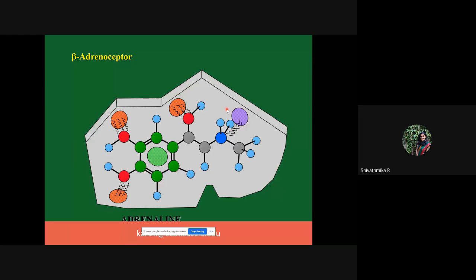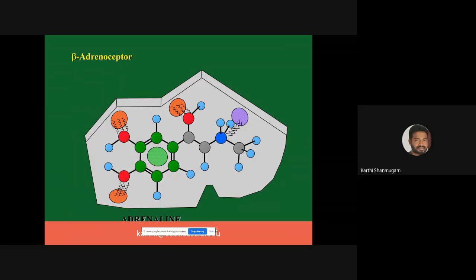Okay, very good. So if you want to make the molecule very selective for the beta receptor, what do we have to do? We need a molecule which is very selective for beta. It should not go and bind to alpha. What do we have to do?